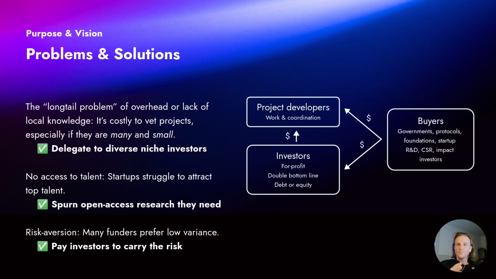but compared to the counterfactual, where they cannot fund these projects at all, they are happy to pay a bit of extra money so that the investors can make a profit of this deal, and in return are able to capitalize on these extremely high value opportunities in the long tail that would otherwise be very hard for them to recognize.